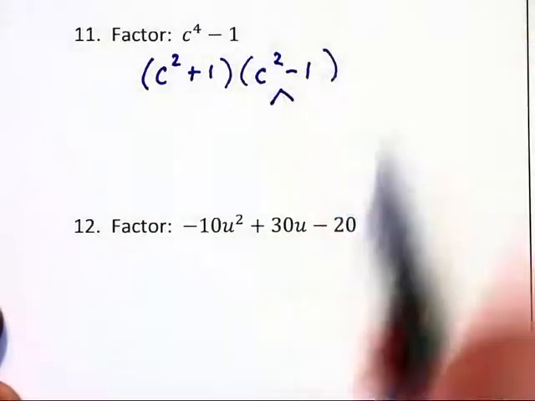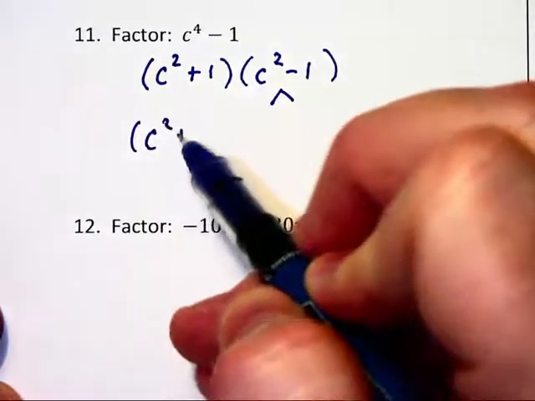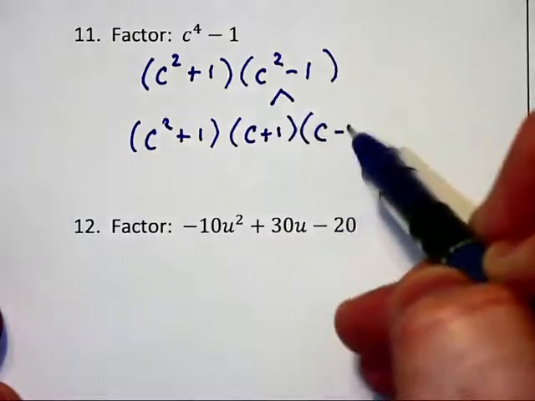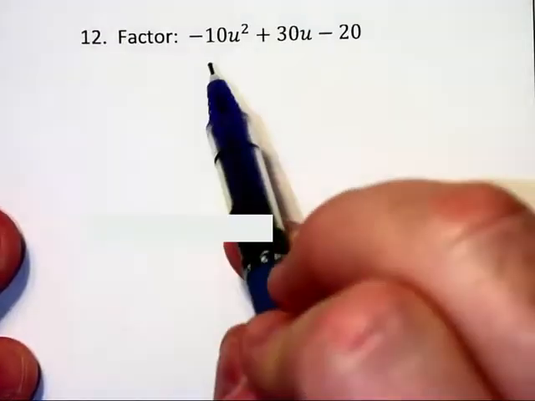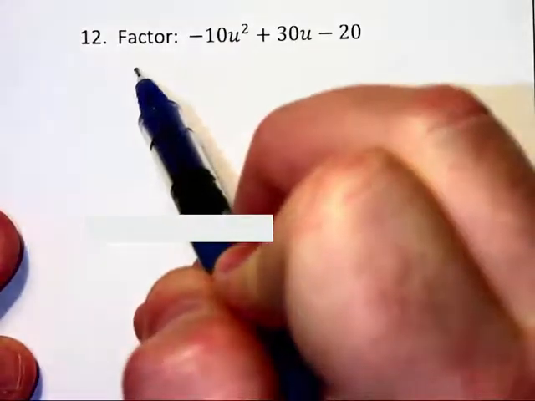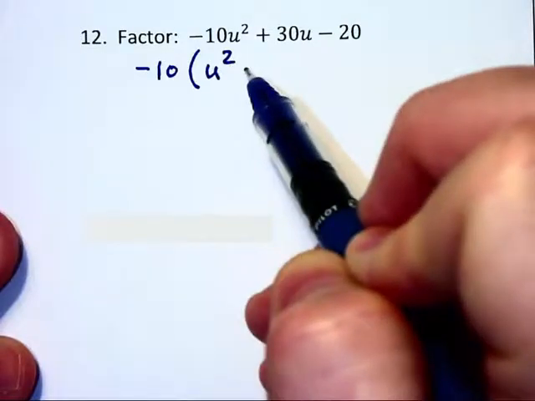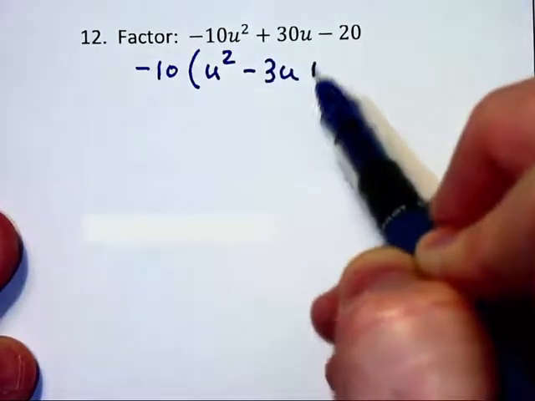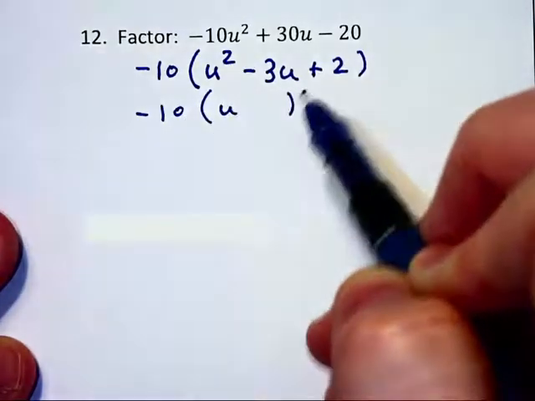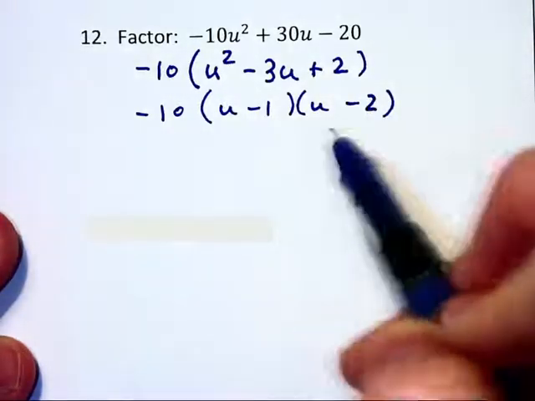Don't stop there though, because we can factor further, and we have c squared plus 1 just coming down, and then c plus 1 times c minus 1. In this next problem, we notice that 10 goes into each term, but there's a negative leading coefficient, so we want to factor out the negative 10, leaving u squared minus 3u plus 2, which will factor into u and u. Minus 1 and minus 2 will make that all work.